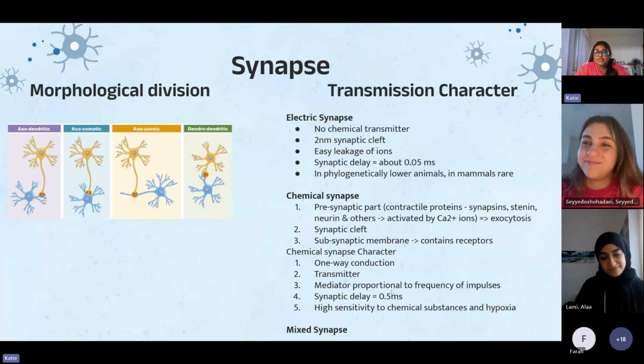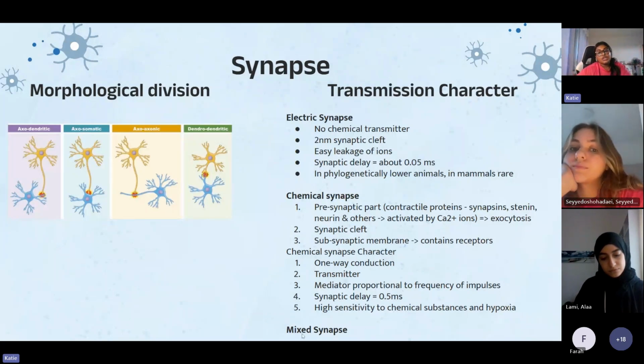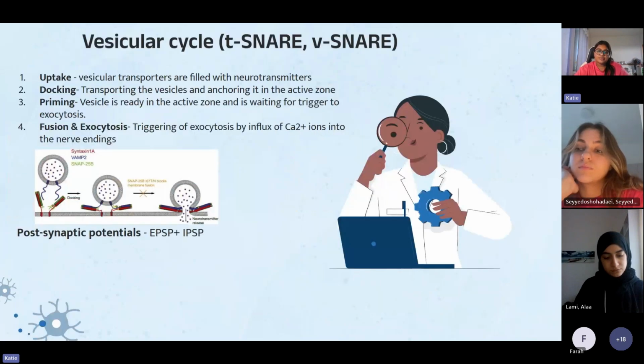The synaptic delay, as you can see, is 0.5 milliseconds, which is 10 times more than the synaptic delay of the electrical synapse. That means it takes longer. And it has high sensitivity to chemical substances and hypoxia. You also have another type of synapse called a mixed synapse. They don't ask you any questions about it. Just know what it is. It helps you for the final.